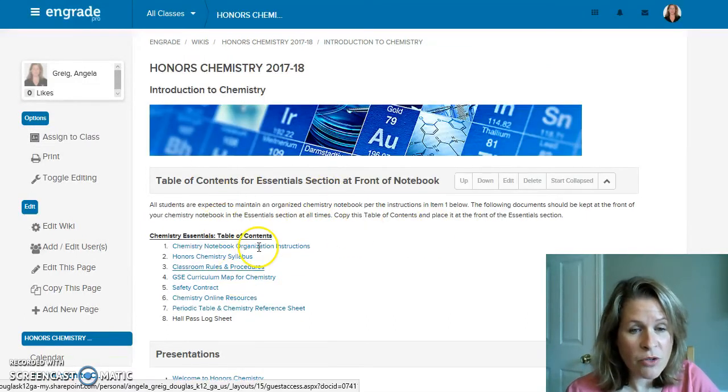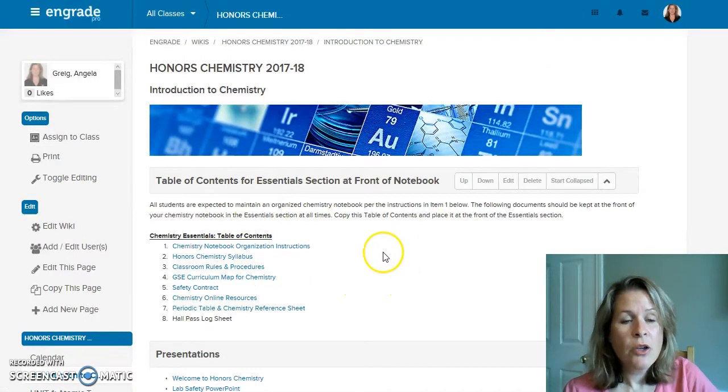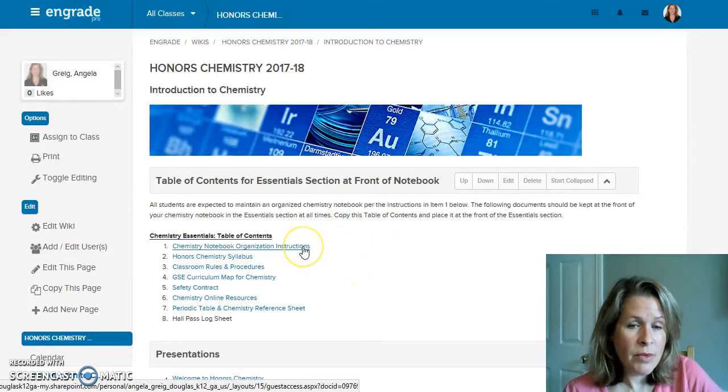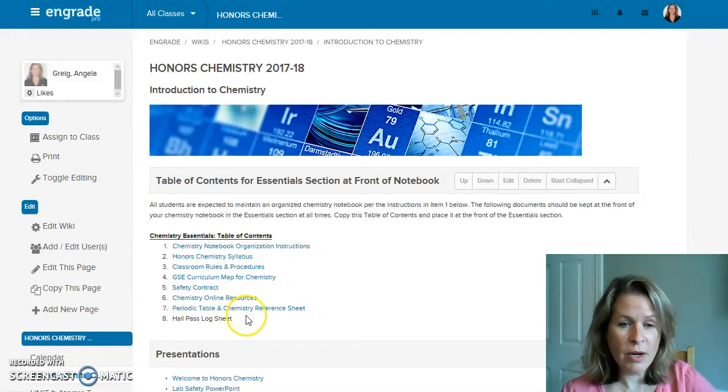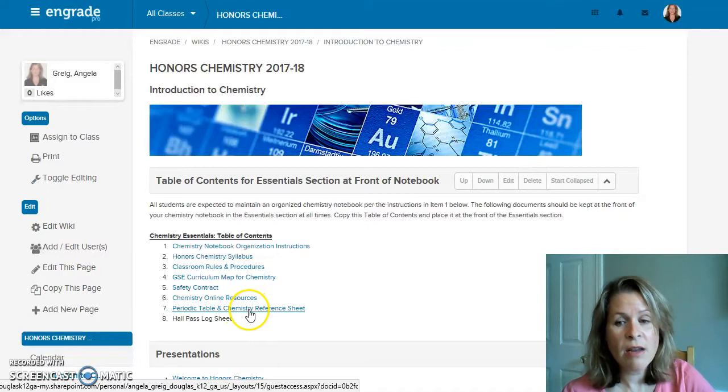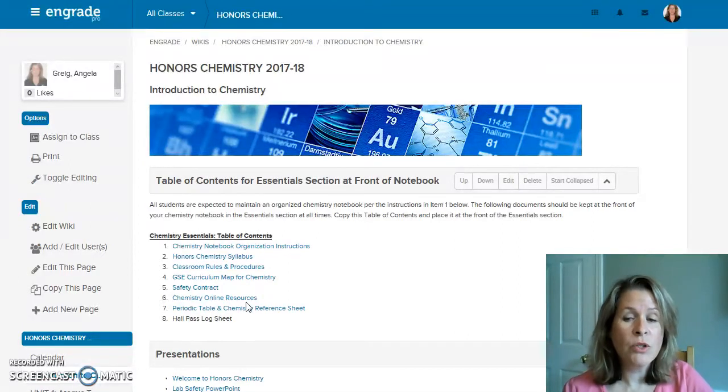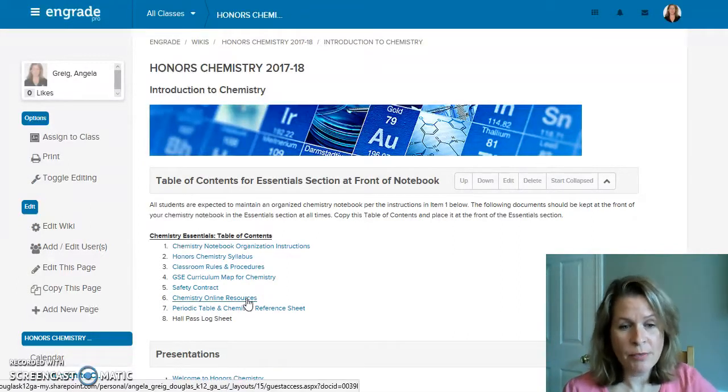So here for the introduction stuff that we're doing this week, you're going to have a table of contents where you start out with something that helps you get organized. You'll have your syllabus and classroom rules and procedures that we're talking about right now. This lays out exactly how your notebook should be organized. So if you've missed something, you can go to the table of contents, click on it, find it, print it out, and take care of it at home. If we worked on a worksheet, go ahead and work on it at home so you don't fall too far behind when you're absent.